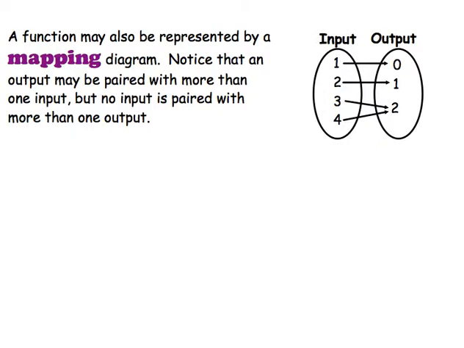Notice that an output may be paired with more than one input, but no input is paired with more than one output. Now, a mapping diagram could have an input being paired with more than one output, but in order for it to be a function, each input has to go to exactly one output, okay? 1 is only going to 0. 2 is only going with 1. 3 is only going with 2. 4 is only going with 2.